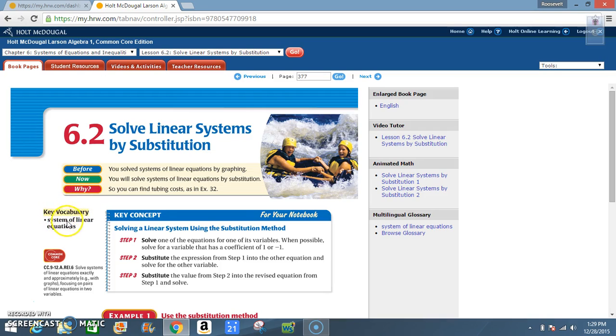Key vocabulary, systems of linear equations. Key concept, solve a linear system using the substitution method. Step 1. Solve one of the equations for one of its variables. When possible, solve for a variable that has a coefficient of 1 or negative 1. Step 2. Substitute the expression from step 1 into the other equation and solve for the other variable. Step 3. Substitute the value from step 2 into the revised equation from step 1 and solve.